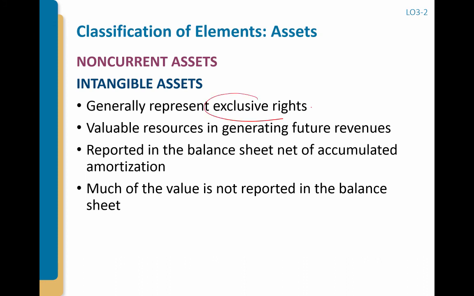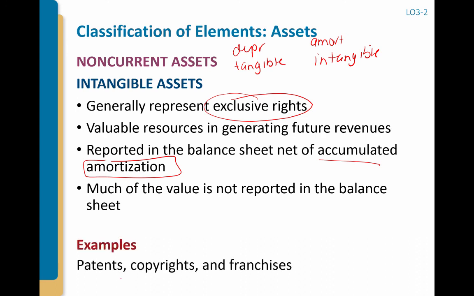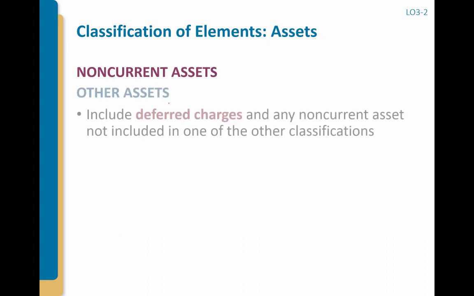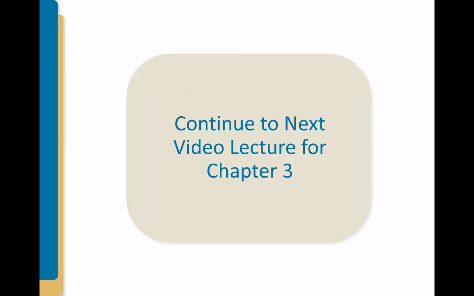Intangibles are basically what you have exclusive rights for. They usually have accumulated amortization. Remember, depreciation is for tangible assets, and amortization is for intangible assets. Patents, copyrights, franchise fees. Non-current assets also include deferred charges, and it's basically anything else that you can't put in any of the other classifications, you would put here.